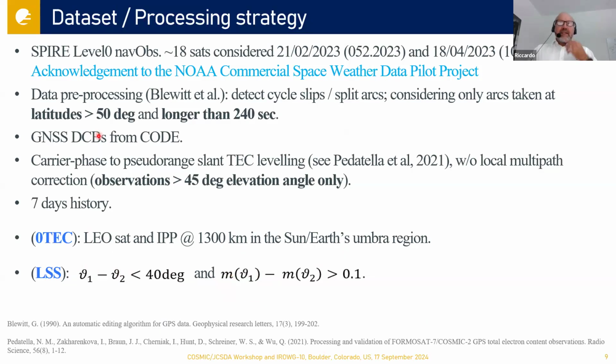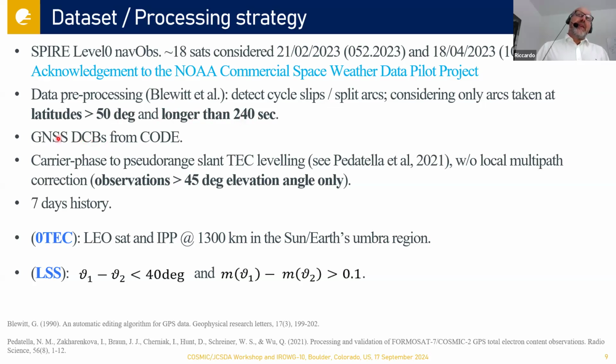For the analysis, we have taken level 0 NavOps data from Spire in the framework of the NOAA Commercial Space Weather Data Pilot Project introduced by Mark before. We consider 18 satellites over 60 days. We apply the standard preprocessing technique, we detect cycle slips, we split arcs, and then we consider only arcs taken at latitudes greater than 50 degrees in order to have a weak ionosphere. And the arcs should be longer than at least 240 seconds.